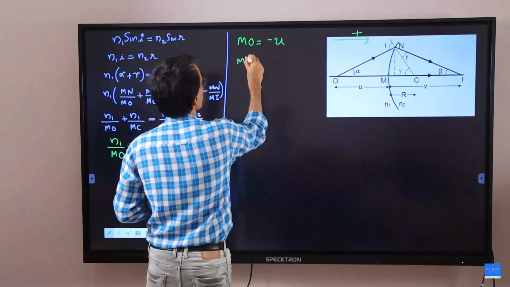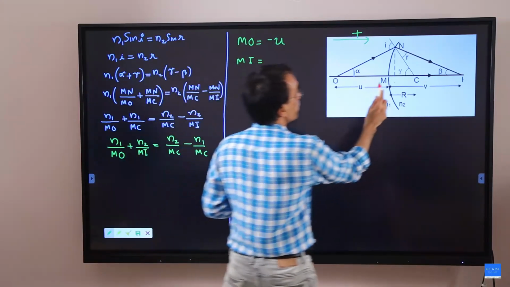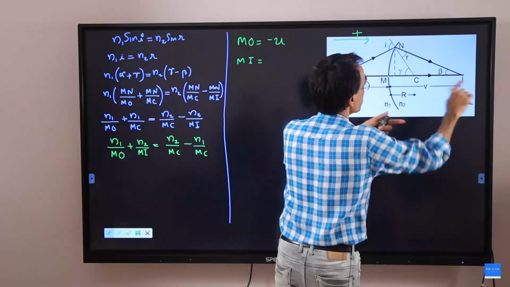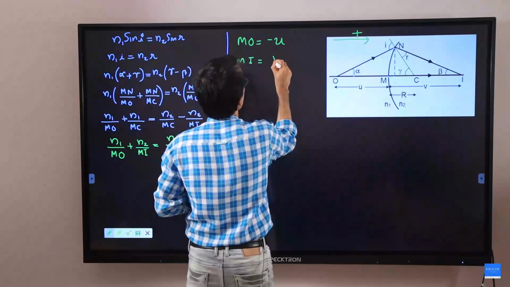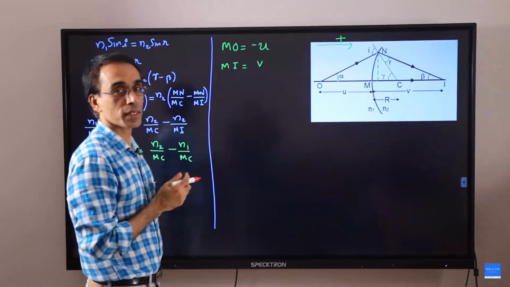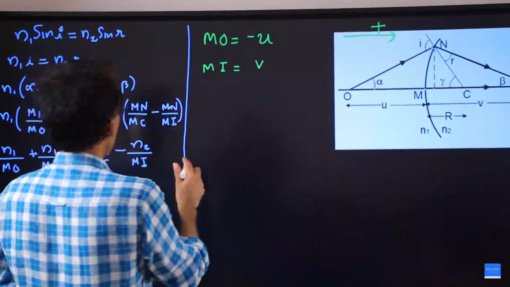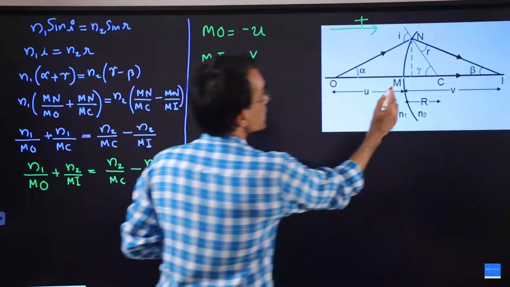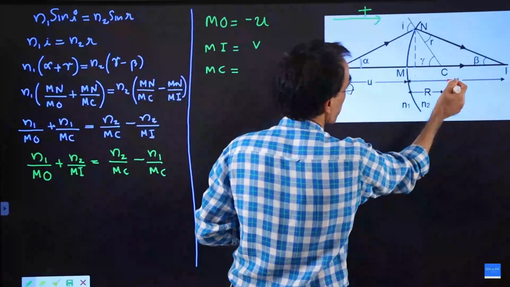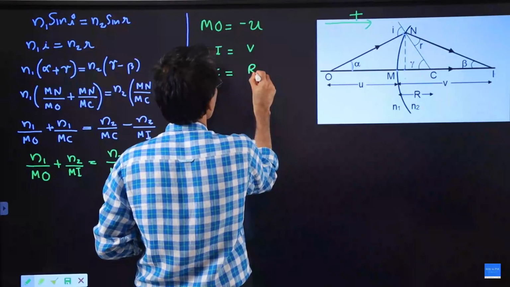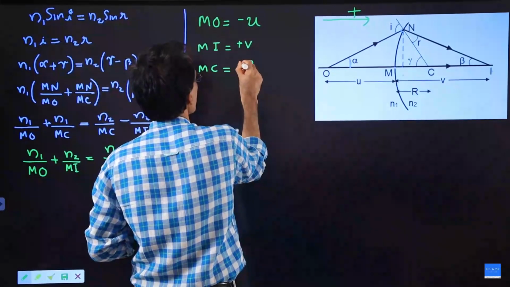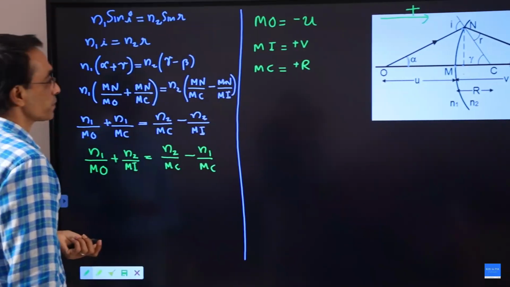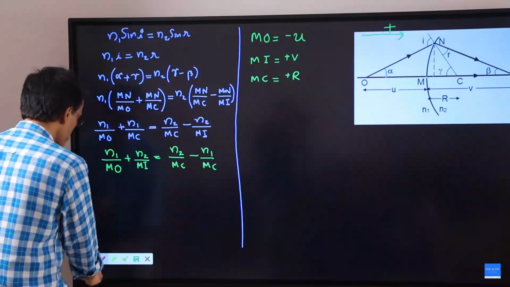Okay. So, MO I handled. What is MI? M is here, I is there. So, I have to measure it from M to I in the direction of the light, it's positive, and that is what we call the image distance V. What is MC? C is the center of curvature, it is the radius of curvature, that is plus. So, this is plus, only U is minus. We have to substitute that here.